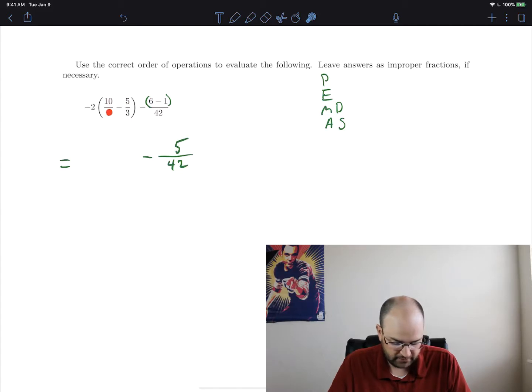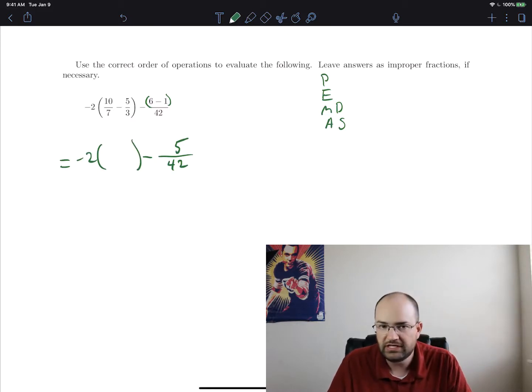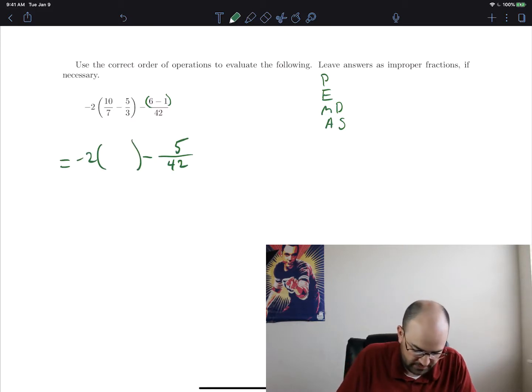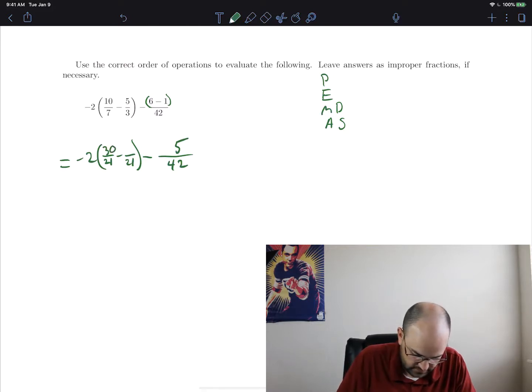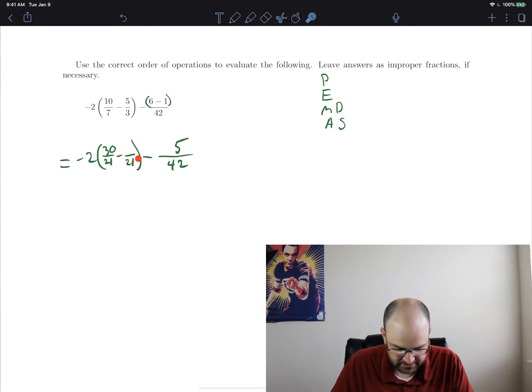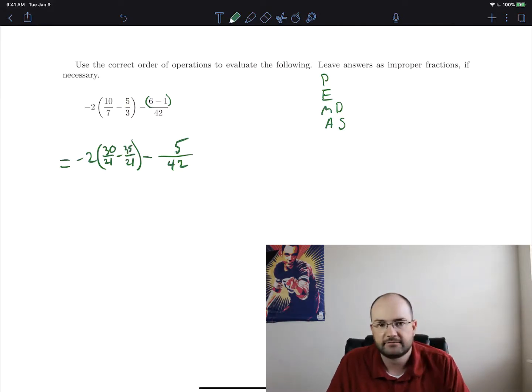Over here, we have 10 over 7 minus 5 over 3. Okay, so we need to evaluate that. And to do that, we need a common denominator. The common denominator between 7 and 3 is 21. Now, 7 times 3 gives us 21. 10 times 3 gives us 30. 3 times 7 gives us 21, so 5 times 7 gives us 35.